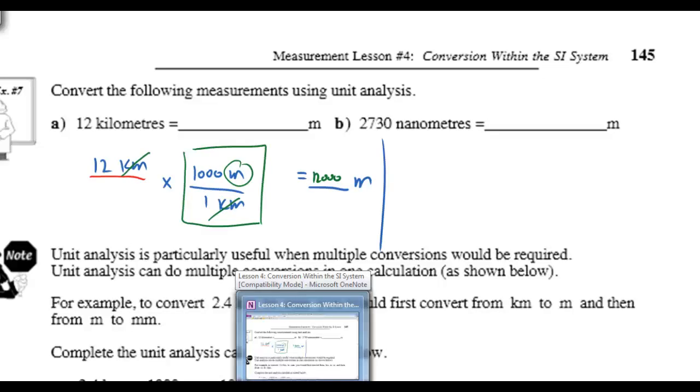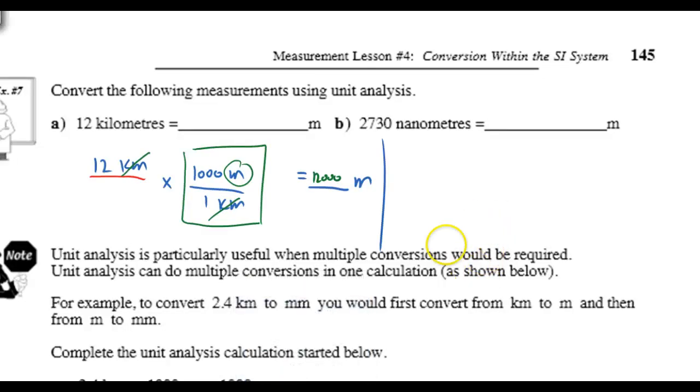Now we're converting nanometers to meters, and always start with what you're given. We have 2,730 nanometers, and we want to get to meters. So I'm going to multiply by my conversion factor, as it's called, and again, go look at your chart if you cannot remember the conversion factors.